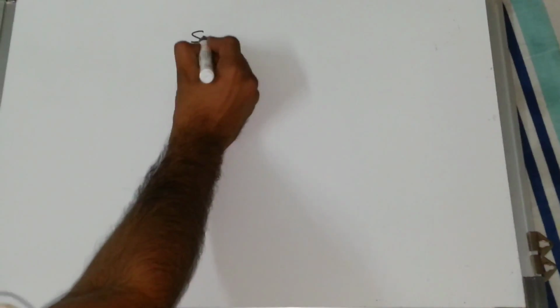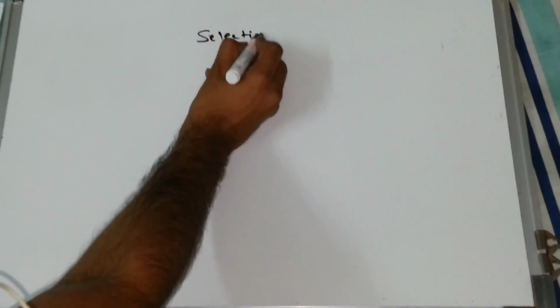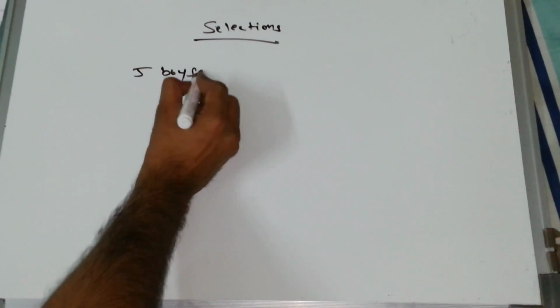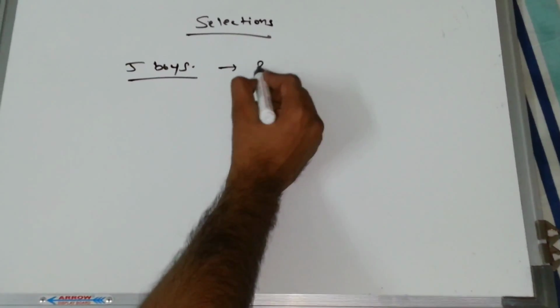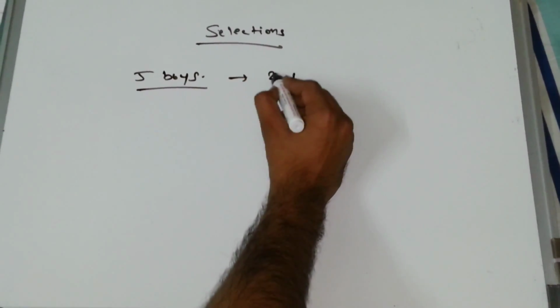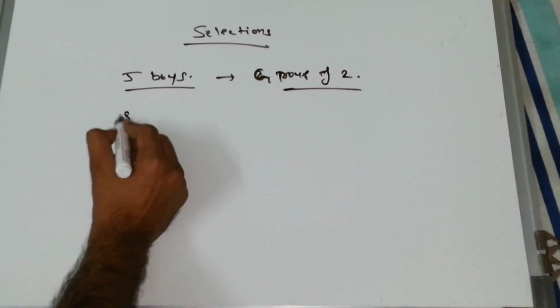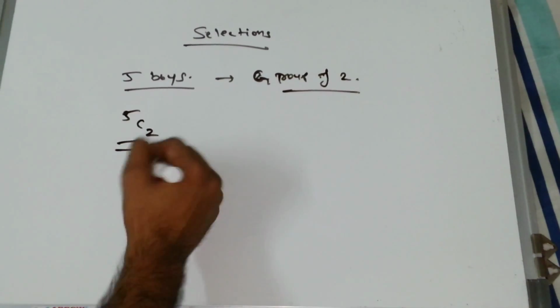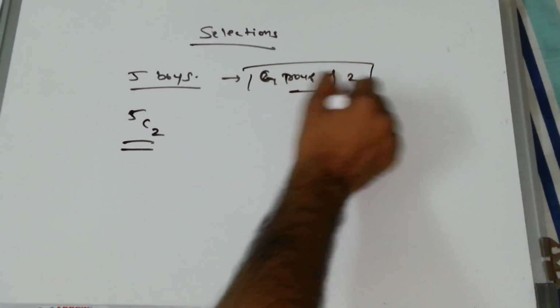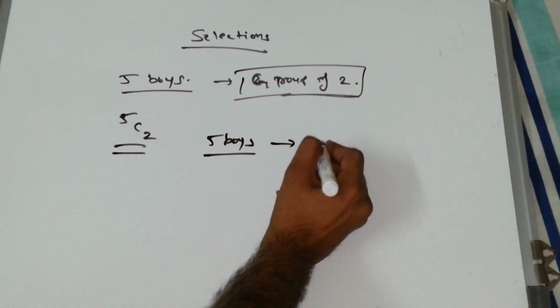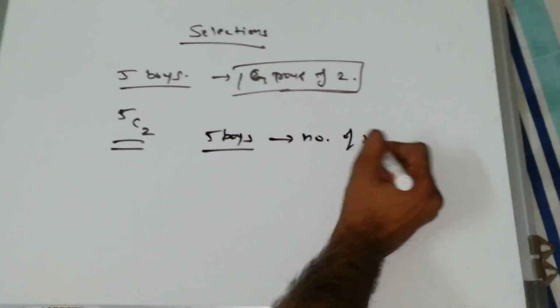Now coming down to selections. For example, if we have five boys and we need to select them in 2, like a group of 2, it would be nothing but 5C2. Similarly, if there is nothing said about this and we had just 5 boys, what are the number of ways to select them?